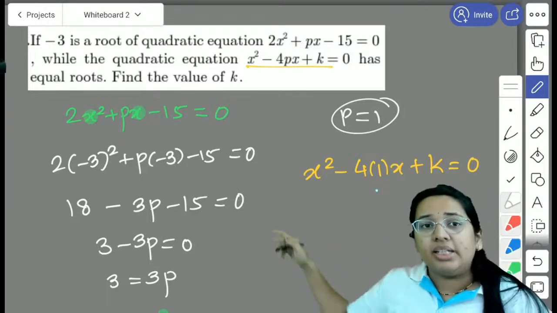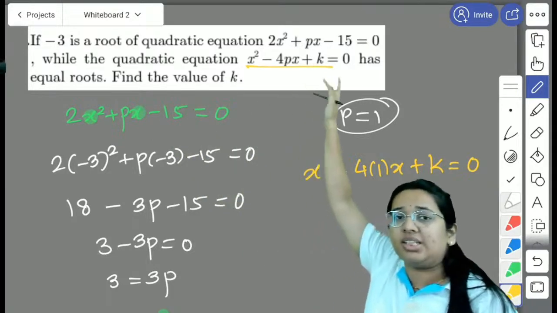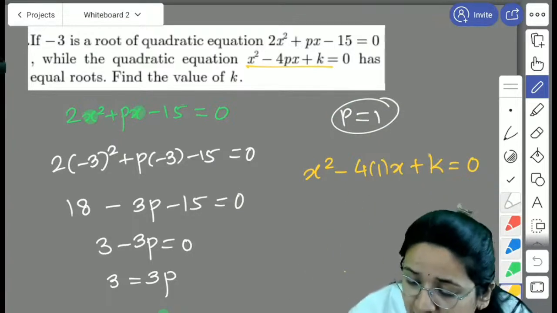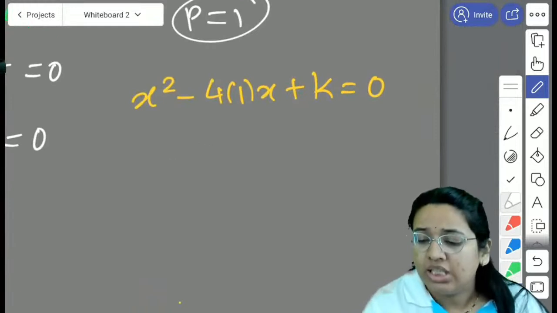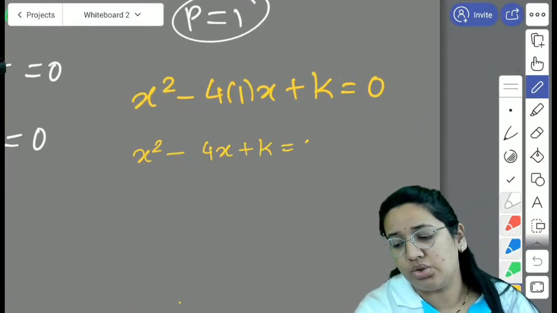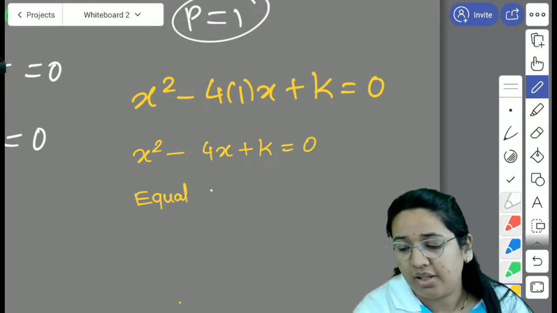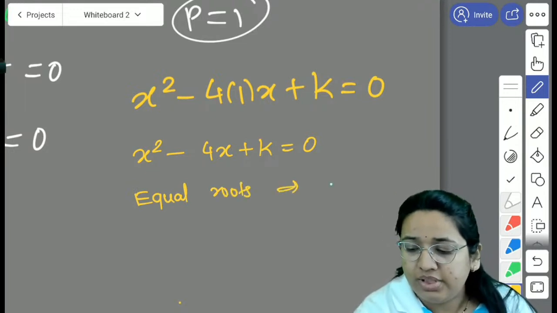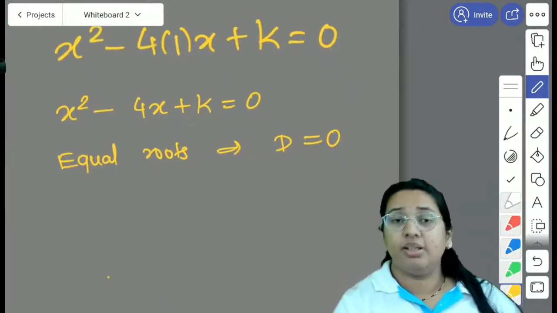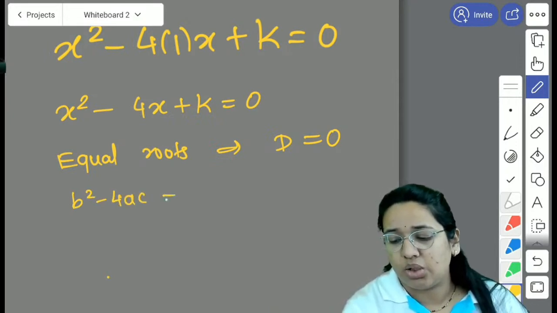Okay. Again, if minus 3 is the root of this equation, while the second quadratic equation also has equal roots, it means that this quadratic equation has equal roots. So it is nothing but x square minus 4x plus k equals 0. As they will have equal roots, it means that the value of the discriminant equals 0, and we know that the discriminant is nothing but b square minus 4ac. So b square minus 4ac equals 0.